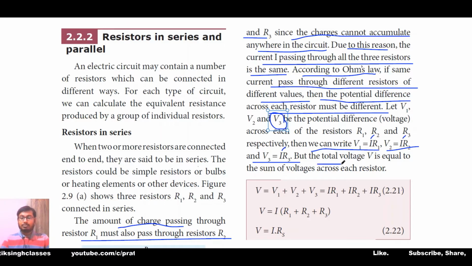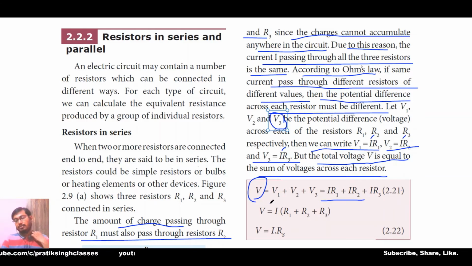But the total voltage V must be equal to the sum of the voltage across each resistor, meaning the potential difference between the terminals of the battery must be equal to the total voltage applied across the resistors. So we can write V is equal to V1 plus V2 plus V3, and that is equal to IR1 plus IR2 plus IR3, as we have seen earlier. Taking I common, we have V is equal to I into R1 plus R2 plus R3.